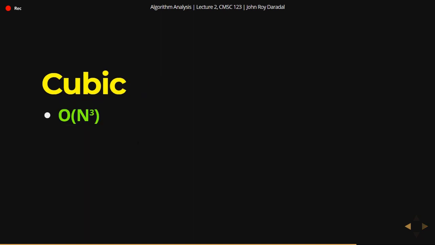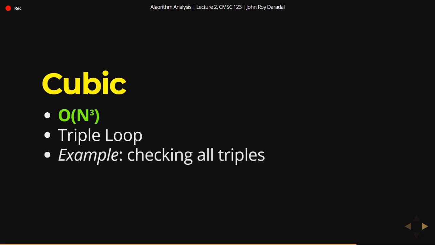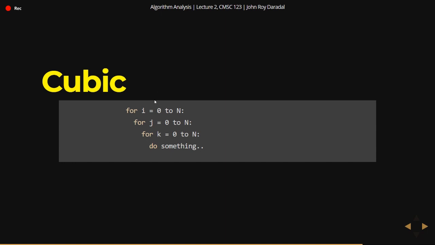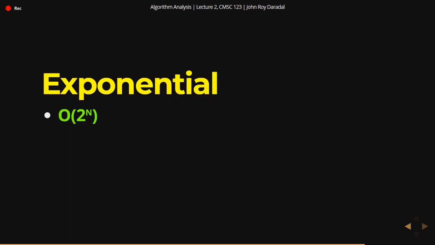Okay. We also have the cubic running time, which is n cubed, and you usually see this in triple for loops, like checking all triples. So similar to the example earlier, so for i from 0 to n, for j from 0 to n, for k from 0 to n. So you have 3 levels of loops nested within each other. And finally, the worst of them all is the exponential, which is O of 2 raised to n.